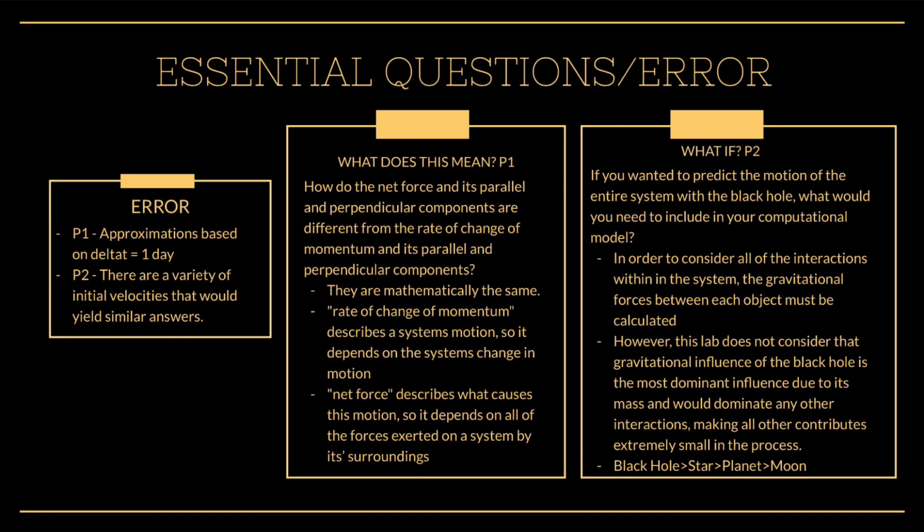And then secondly, if we wanted to correctly predict the motion of the entire system with the black hole, we would do the same thing and we would consider all the interactions and gravitational forces between each object. However, this lab considers the gravitational influence of the black hole to be the most dominant influence, as its mass is greater than any other, so it would dominate every other interaction, making them all seem very much smaller in contribution.